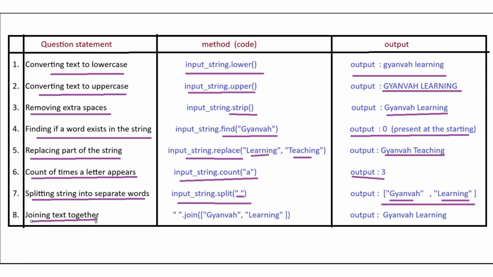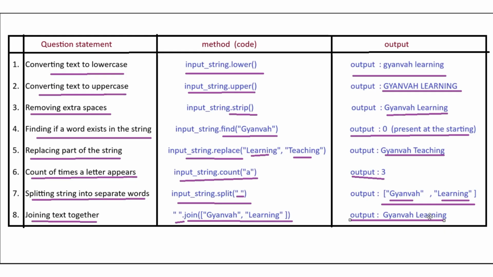Joining text together. After splitting, sometimes we want to join text again. Python provides a method for that as well. We can join words with spaces, or with hyphens, or with commas, or with anything we like. This gives you total control over formatting.